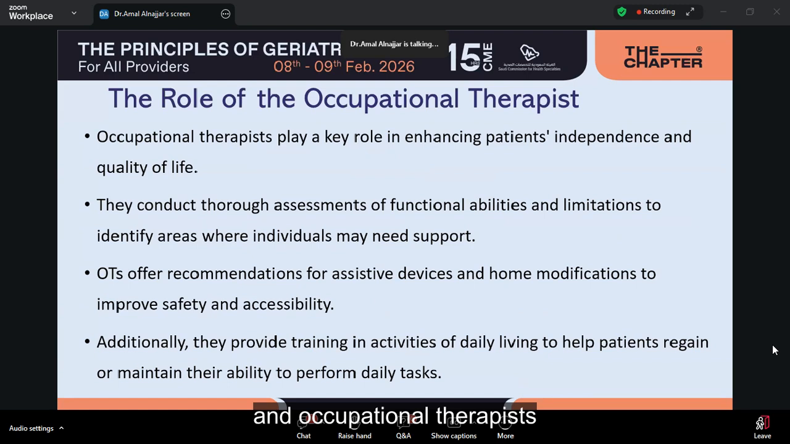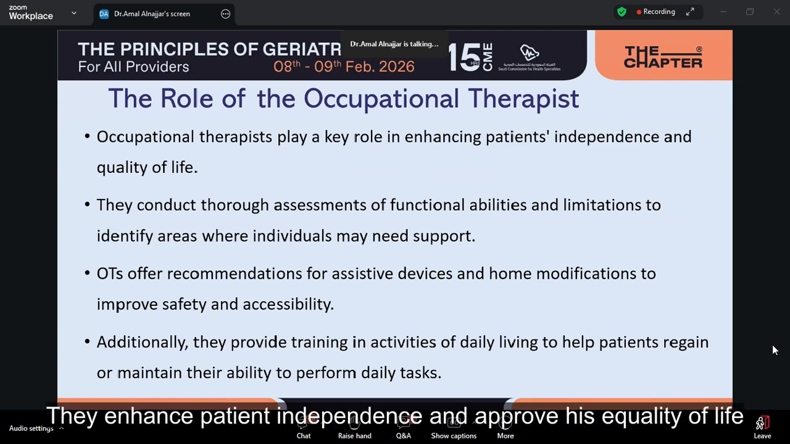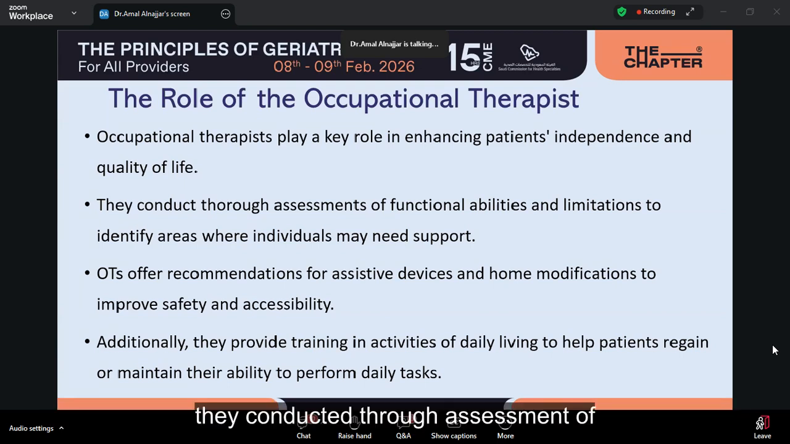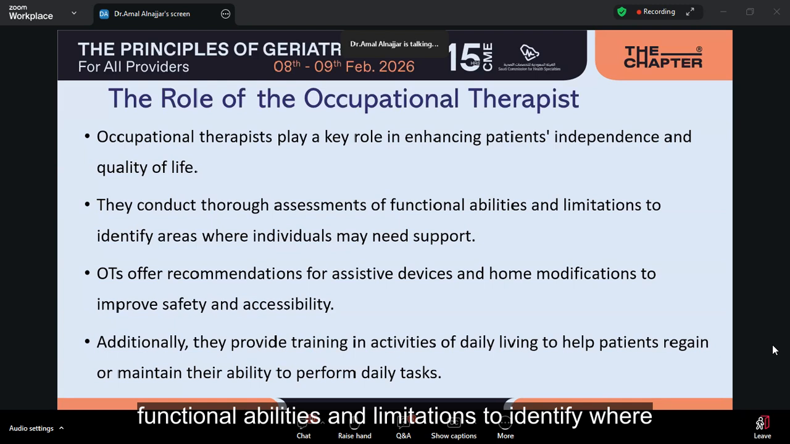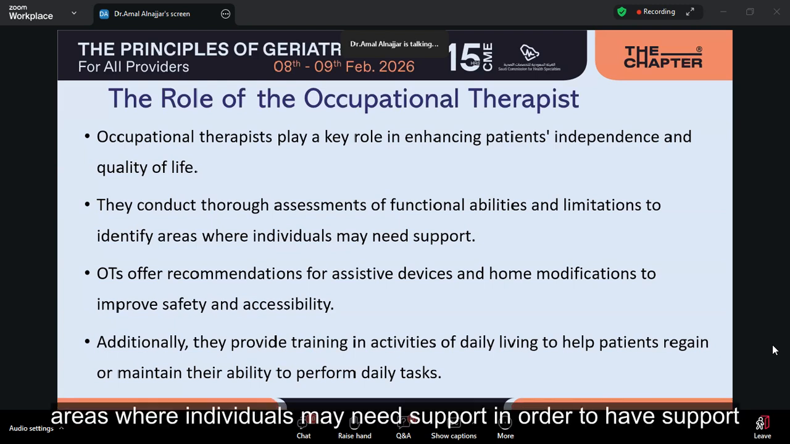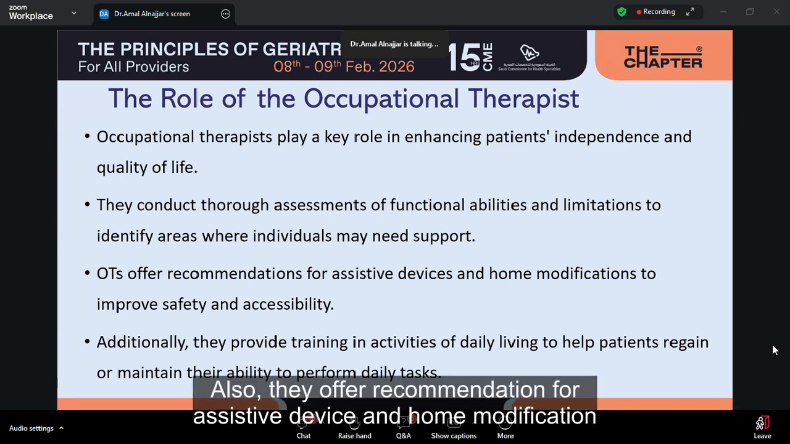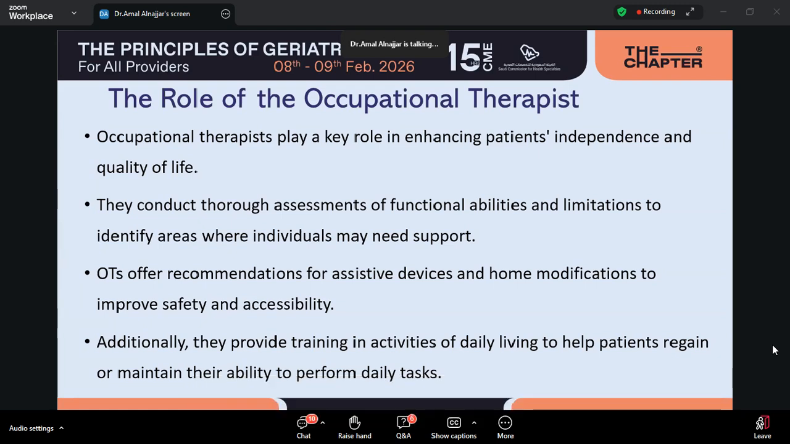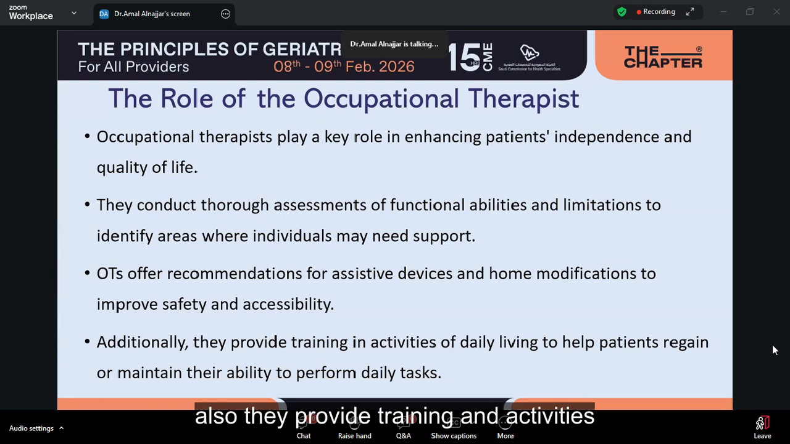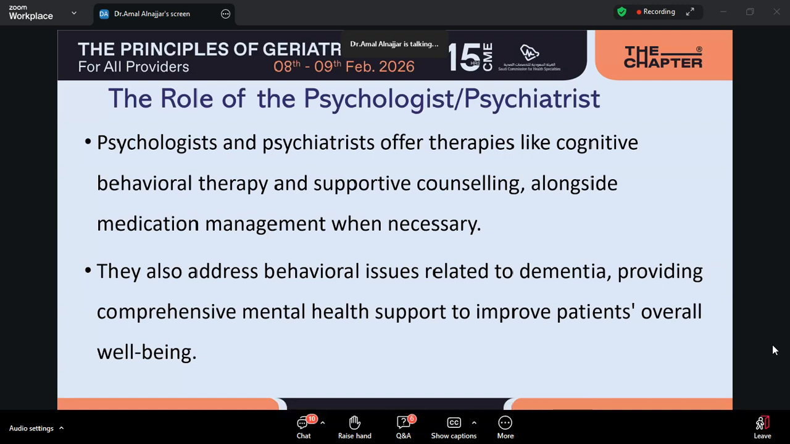And occupational therapists enhance patient independence and improve quality of life. They conduct a thorough assessment of functional abilities and limitations to identify areas where the individual may need support, and in order to provide this support. Also, they offer recommendations for assistive devices and home modifications. Also, they provide training in activities of daily living to help geriatric patients.